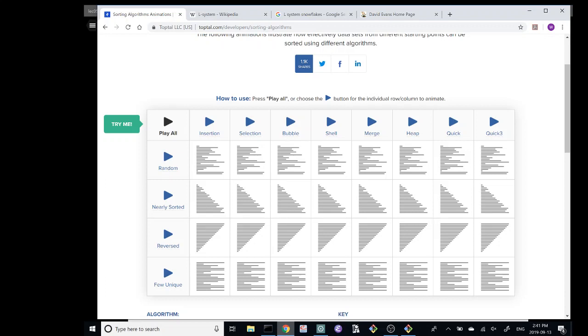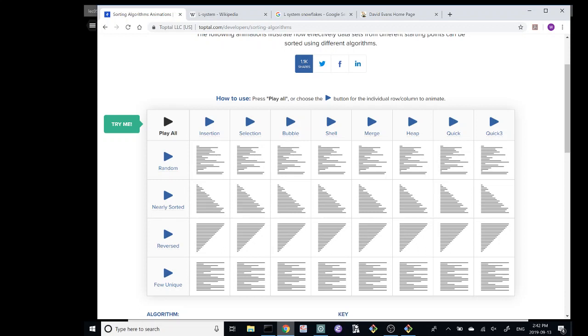This is a bunch of sorts across. There's insertion sort in the first column, then selection sort, then bubble sort, then shell sort, then merge sort, then heap sort, then quick sort, and then quick sort 3. We are going to talk in this class about all of those except for 3 of them. But not all at once. The ones that I'm interested in right now are these 2. These are the ones that you know about.